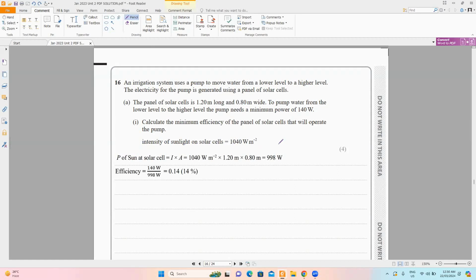And the output power is already given in the question. So efficiency is output by input. And one more time, output by input doesn't always necessarily have to be in the form of energy. Output and input can also be in the form of power. So this is my efficiency.